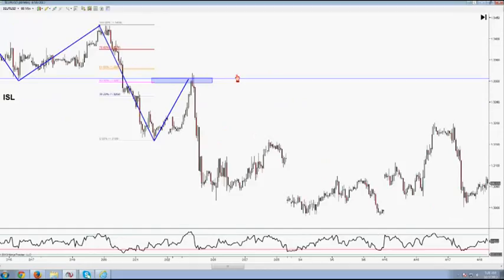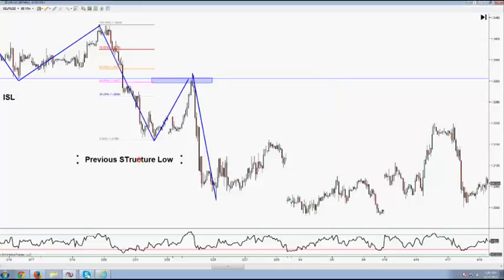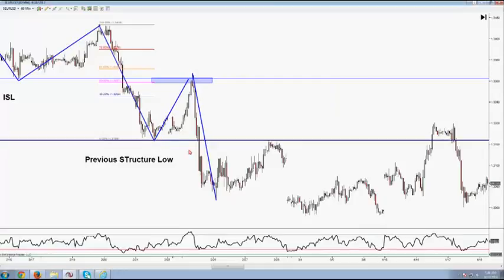Oh yeah, and I'll show other examples. Let's take our next leg. So again, what do we have here? Our impulse leg, swing high to swing low. We know that here's our previous structure low. Previous structure low. We know that our previous structure low also means it's a previous level of structure, and the market is most likely to come back and retest that level as we get that outside return.